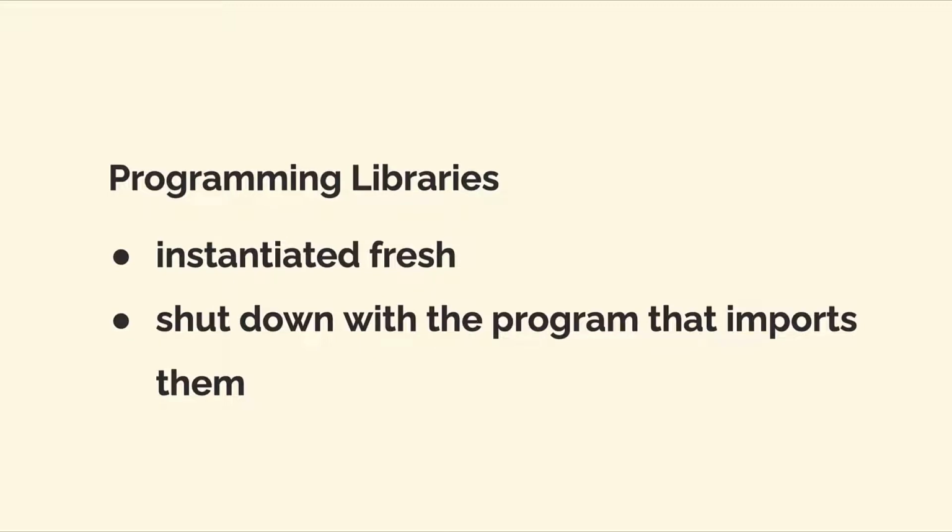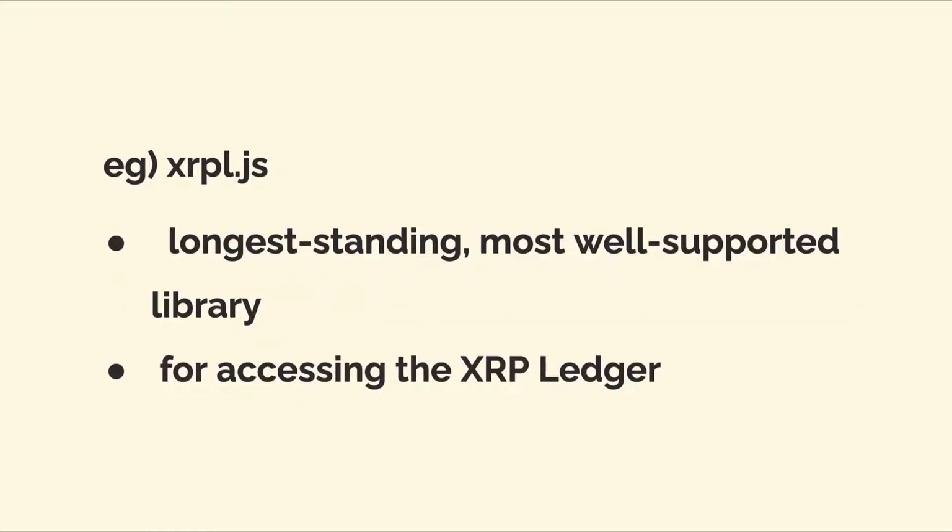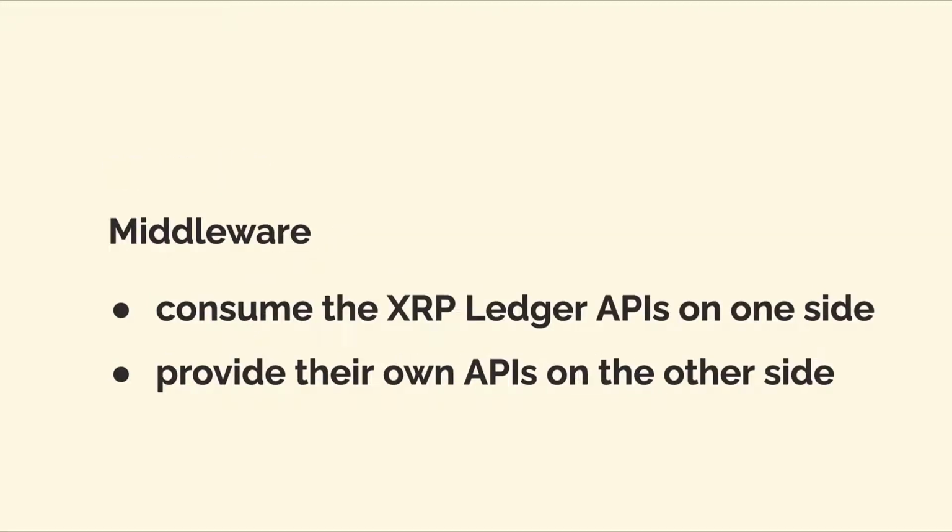Programming libraries are instantiated fresh and shut down with the program that imports them, the program being any app. The most popular example of a programming library to connect to the XRP ledger is XRPL.js. This is accessing the blockchain with JavaScript. XRPL.js is the longest standing, most well-supported library for accessing the XRP blockchain, but there are other libraries for other languages as well. Another aspect of the XRP ledger ecosystem is middleware, where you can consume the XRP ledger APIs on one side and provide the middleware's own APIs on the other side.